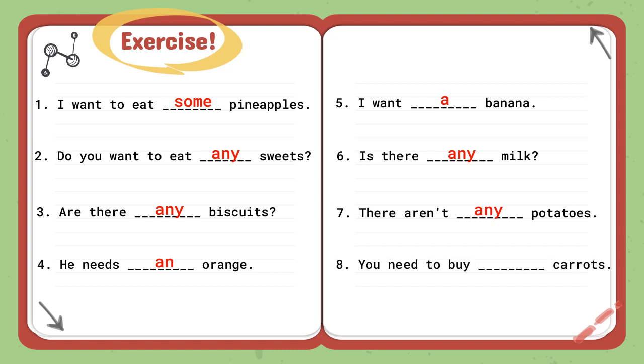The last one, number 8. You need to buy blank carrots. Carrots is countable. Is it many? Yes, plural. So we have to use a, some, or any. The answer is some because it's plural countable nouns. Alright, that's it.